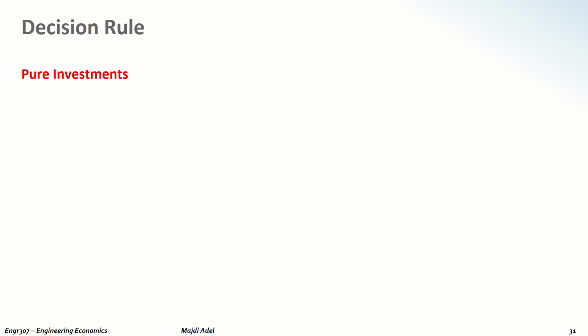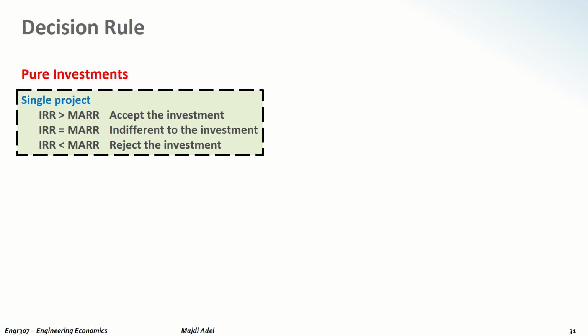Okay. Now we come to decision rule. How to make a decision based on the internal rate of return. For pure investments, the criteria is simple. If the internal rate of return is greater than the minimum attractive rate of return, accept the project. If it is less than MARR, reject the project. If it is the same as MARR, it doesn't make any difference.